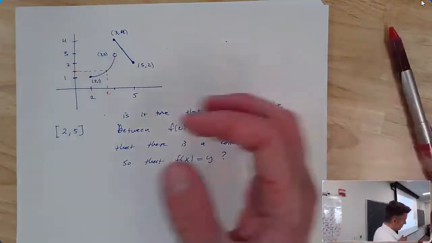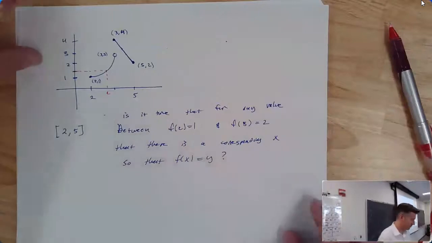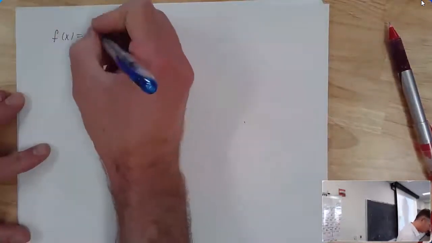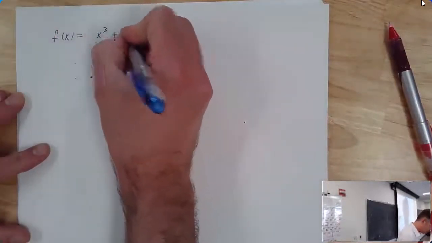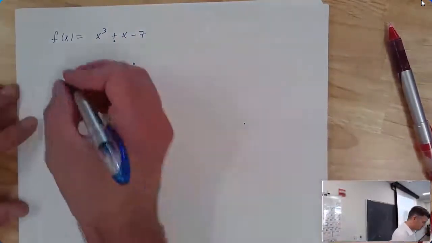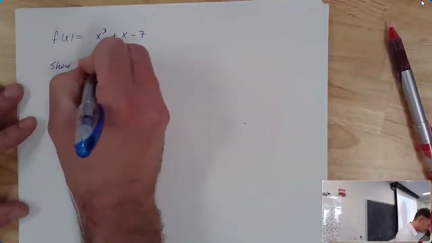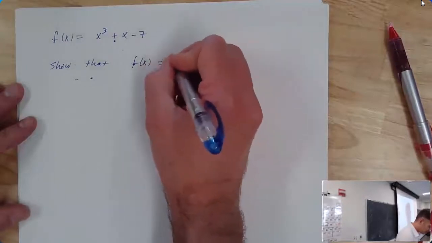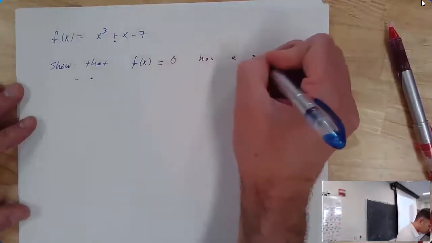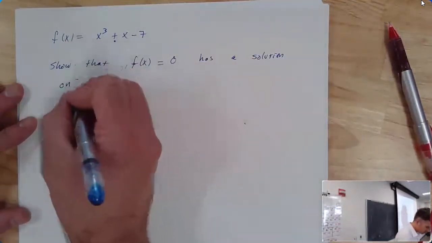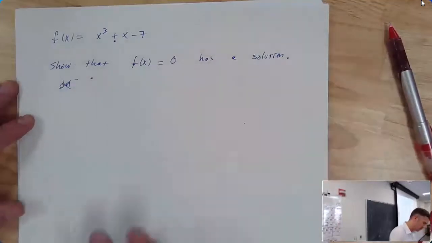So let me back up a little bit. Let's look at another example. Let's say that we have the following. Here's a nice regular function, nothing bizarre about it, x cubed plus x minus 7. And we want to show that this function equal to 0 has a solution.